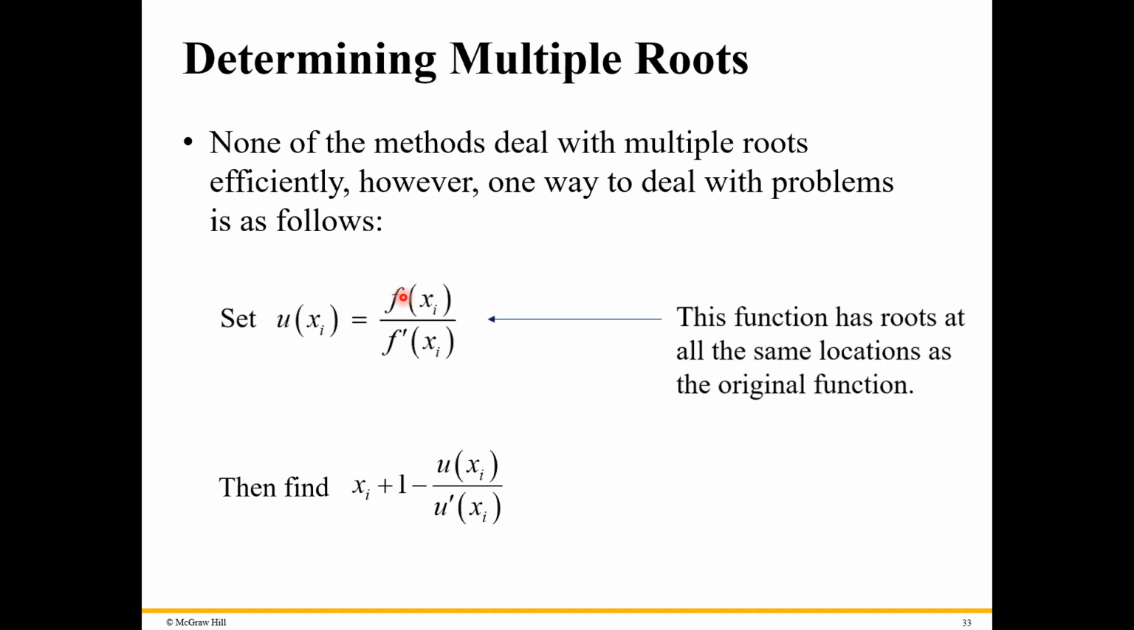So in that case, we can substitute this relationship into the Newton-Raphson method. Then we can find x_{i+1}, that will be equal to x_i minus u(x_i) over u'(x_i).